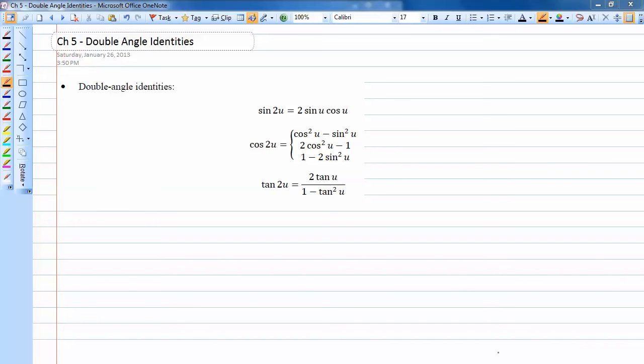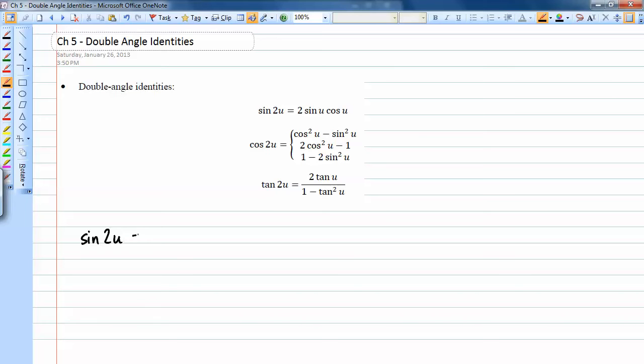And then the tangent one I never bother memorizing, because I always just turn tan 2u into sine 2u over cosine 2u anyway. But you could simplify it to the thing that's there. So anyway, let's look at sine 2u and figure out where that comes from.